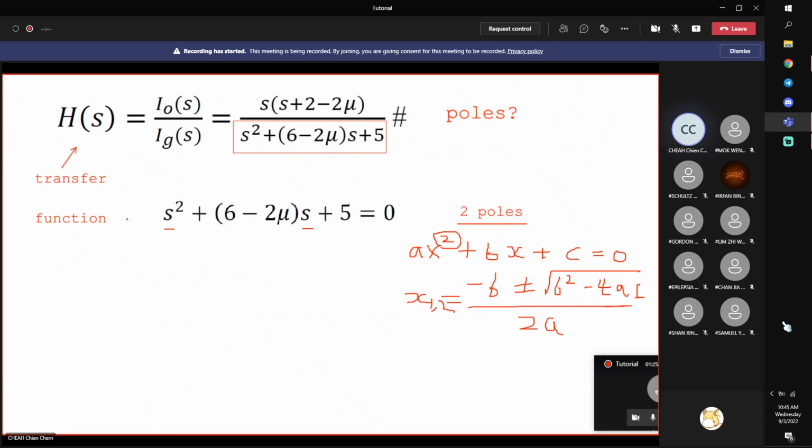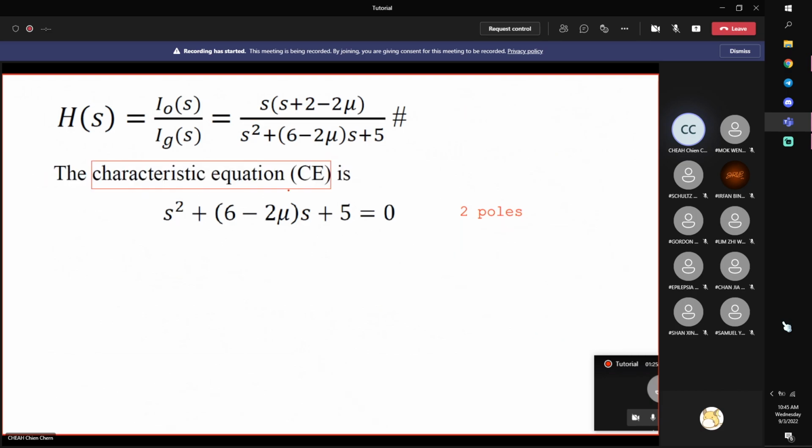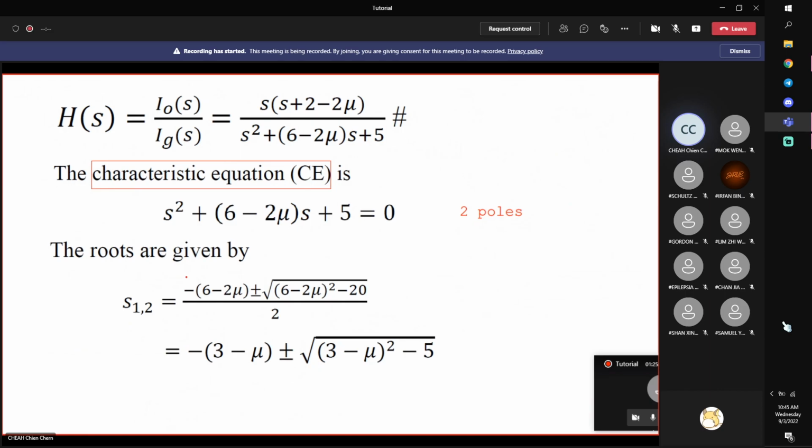So if you know this, then this is also easy. This is called the characteristic equation. The solutions of the characteristic equation are called the poles, which means that you have two solutions, S1 and S2: negative b plus or minus the square root of b squared minus 4ac, where a is equal to 1 and c is equal to 5. 4ac becomes 20, divided by 2a, 2 times 1.